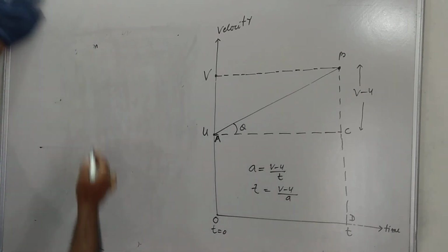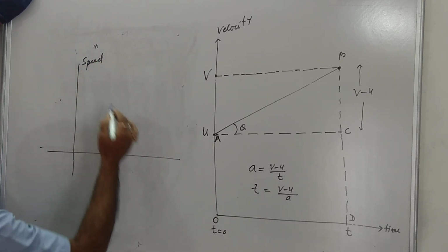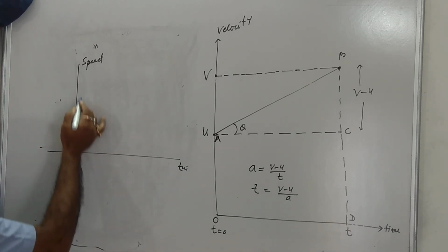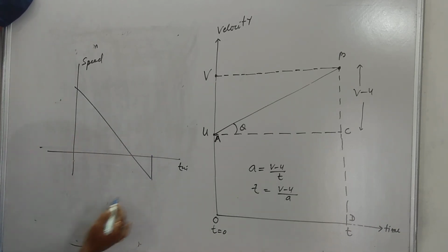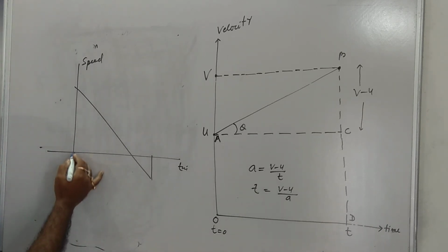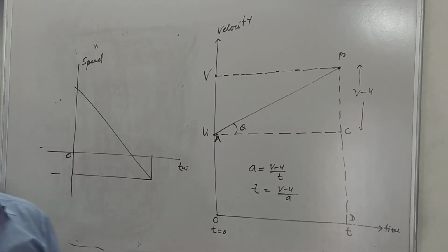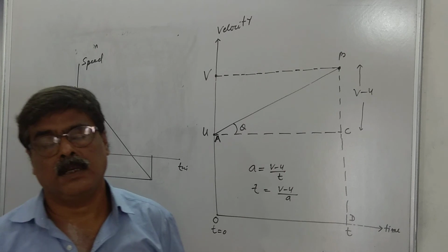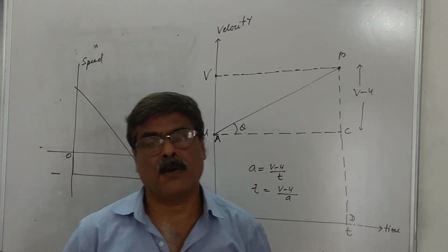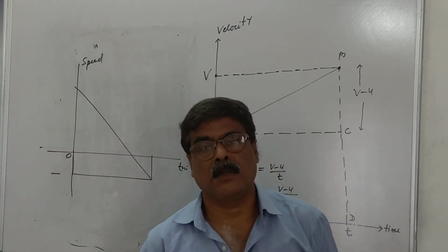Now, if here is speed, here is time, and the graph is like this. Is it possible? Again your answer is no, because this value represents negative. Speed is never negative. Speed is always a positive quantity. Like this, some graphs are given in our examinations, and the question is, is it possible or not?